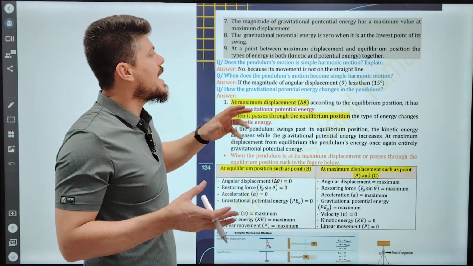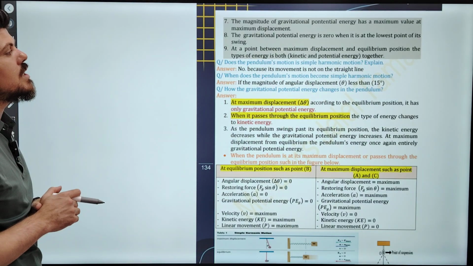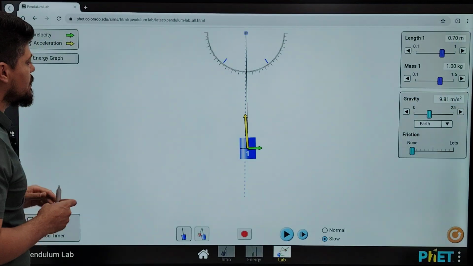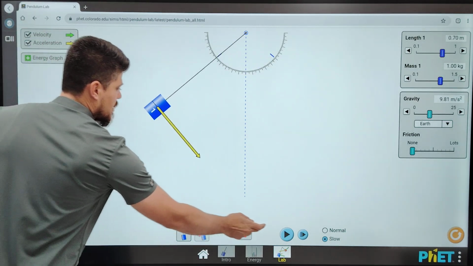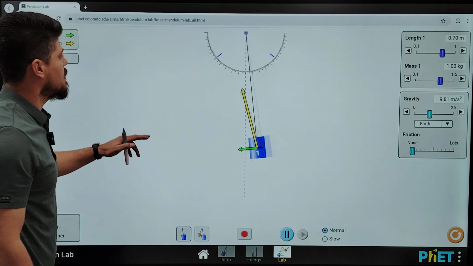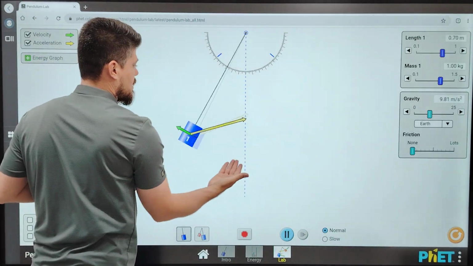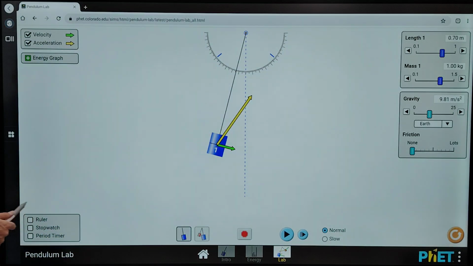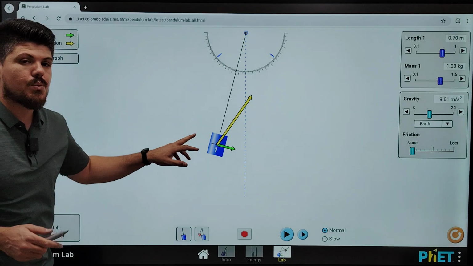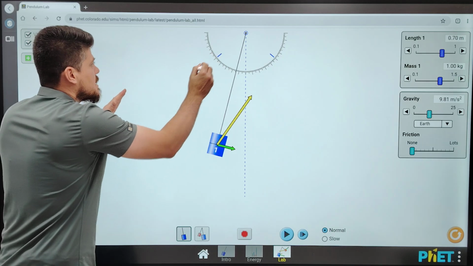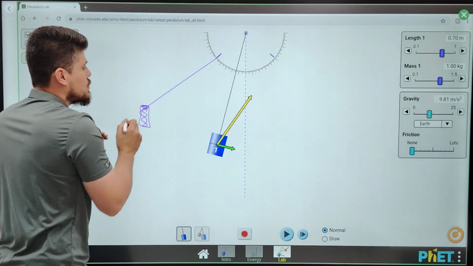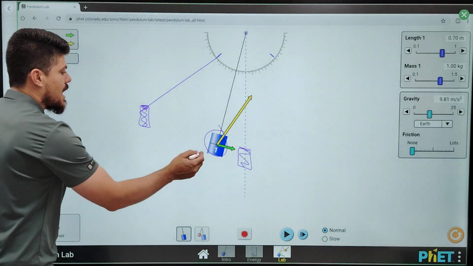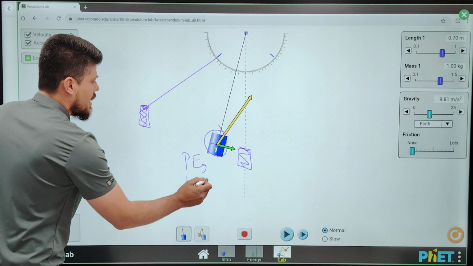At a point between maximum displacement and equilibrium position, the types of energy are both kinetic energy and potential energy. Now this is maximum displacement, and also this is maximum displacement on this side, but this is the equilibrium position. Between maximum displacement and equilibrium position, what is the type of energy stored in the ball? Both. In that case, it has both gravitational potential energy and kinetic energy.